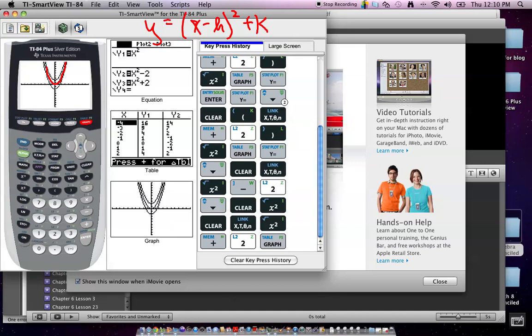this is what we call vertex form. Y equals x minus h in parentheses squared plus k. Now the h stands for horizontal shift.